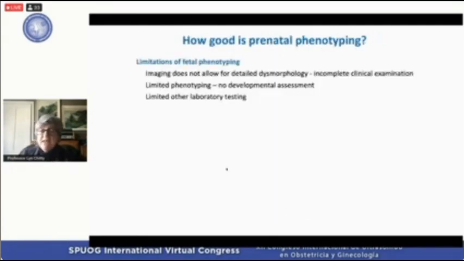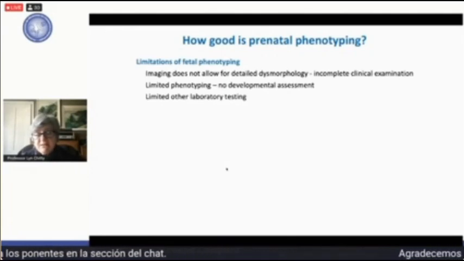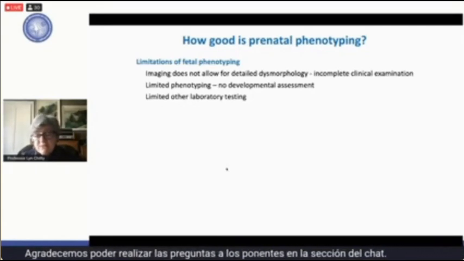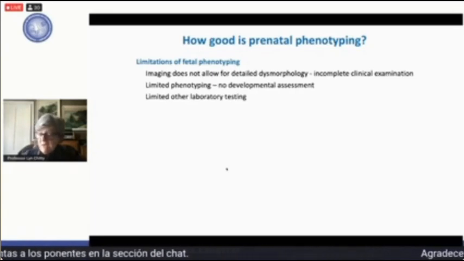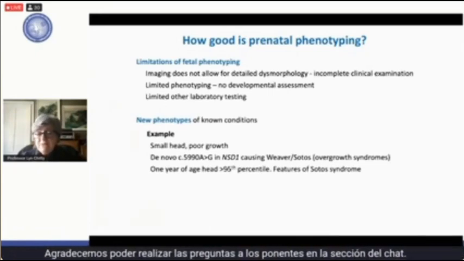Ahora, hemos hablado acerca del fenotipo fetal, que realmente nos ayuda a contrastar los resultados, pero por cierto, el fenotipo prenatal tiene limitaciones, entonces no nos permite ver la dismorfología total, o cambios sutiles en los rasgos faciales, por ejemplo. No podemos hacer la evaluación del desarrollo, la cual puede ser muy importante para decidir si este gen es relevante o no. Podemos hacer pruebas de laboratorio limitadas. La otra cosa es que estamos comenzando, conforme hacemos más secuencias, a identificar nuevos fenotipos en nuevas condiciones.